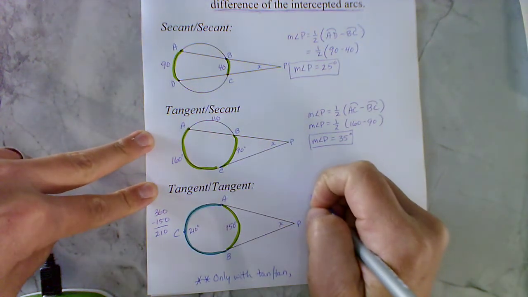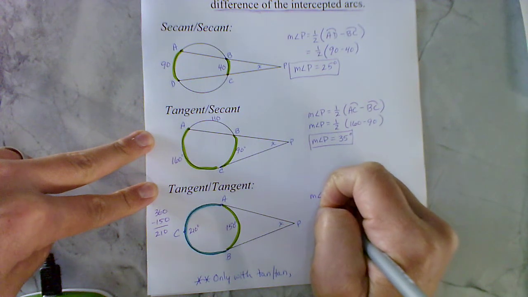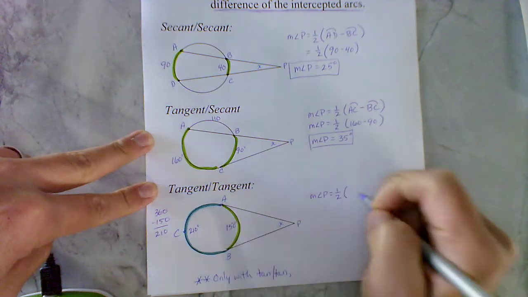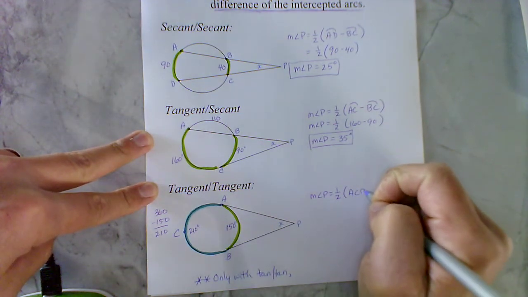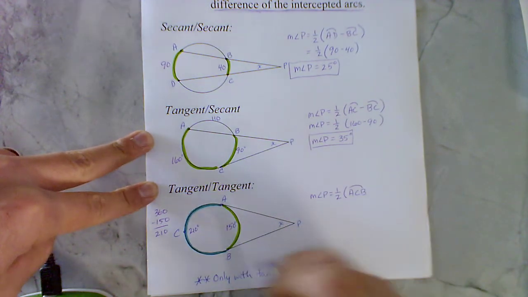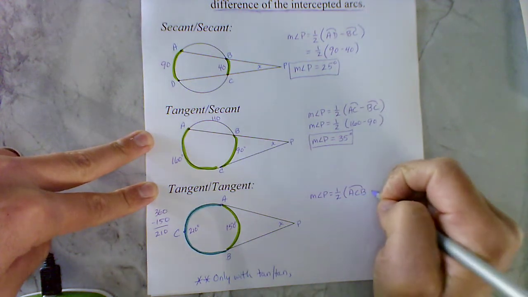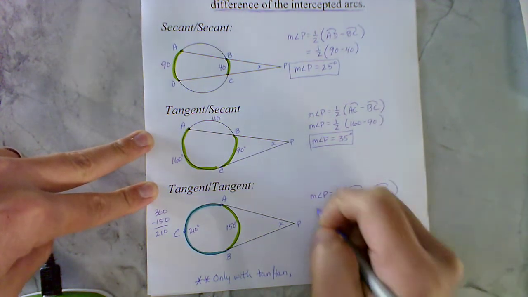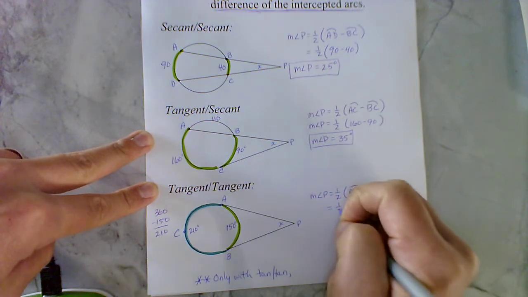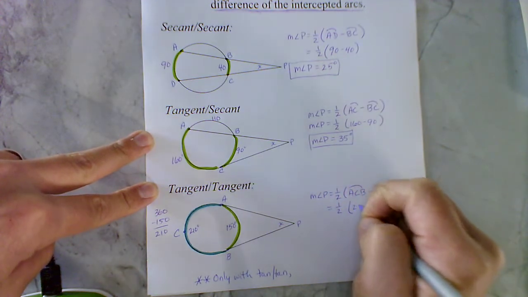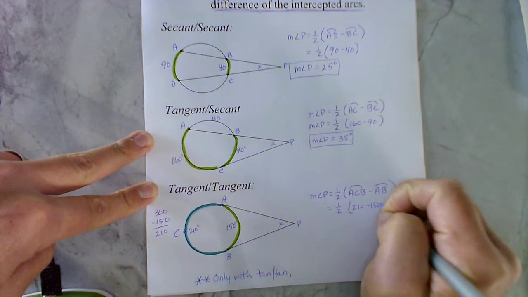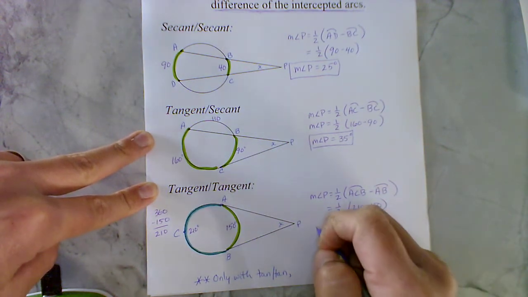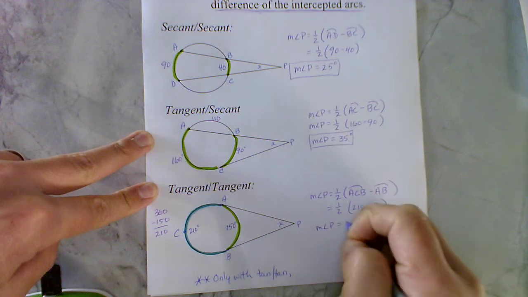So, to stick to the theoretical first, the measure of angle P would equal 1/2 the difference. Arc ACB, remember I need a third letter when I'm going the long way in an arc greater than 180, minus the minor arc AB. Same thing, equals 1/2 of 210 minus 150. 210 minus 150 is 60. Half of that is 30, so the measure of angle P equals 30.